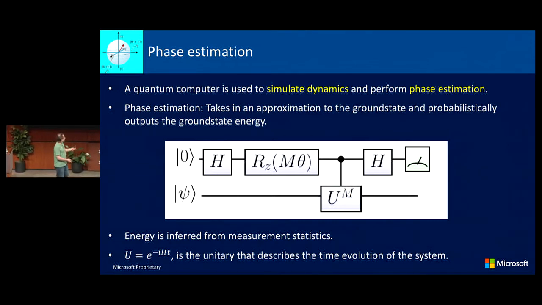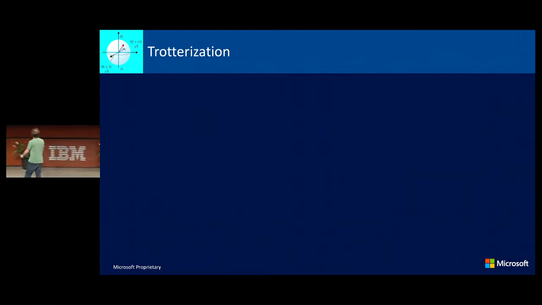So we apply this, and by doing this a sufficiently large number of times, changing m and theta accordingly, what we can do is we can estimate what the eigenvalues of the Hamiltonian are. And that's how we end up doing it. So that's how this part of it works.